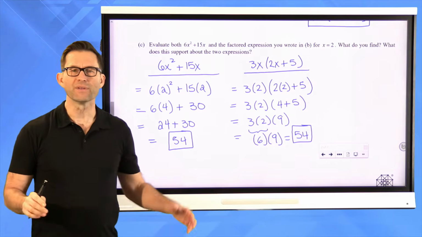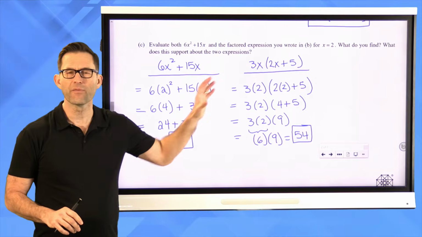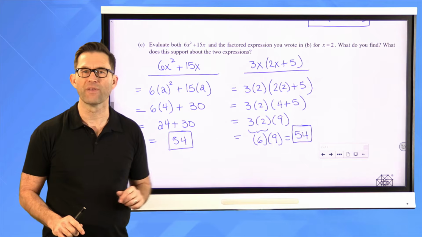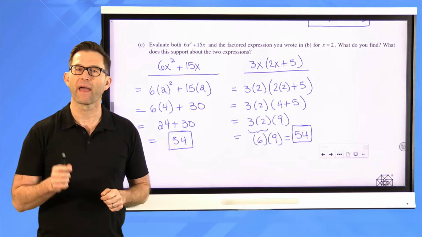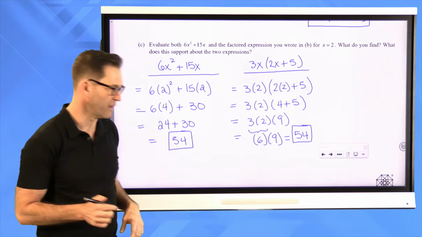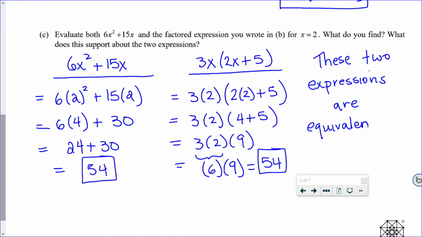Now notice when I evaluate this expression and this expression, the steps, the arithmetic, all of that is very, very different. And yet, they both come out to be 54 at the end. And this reinforces something that I absolutely hope that you understand. These two expressions are equivalent. Three exclamation points are needed.